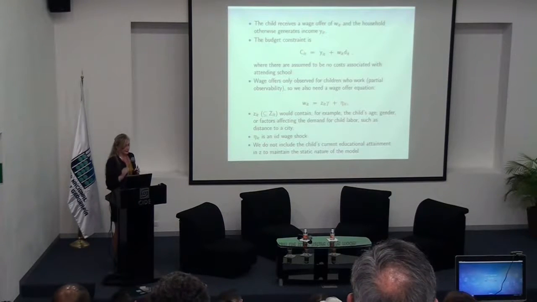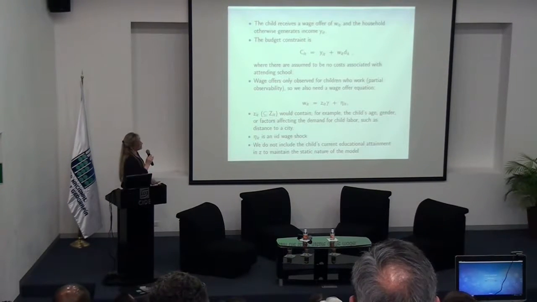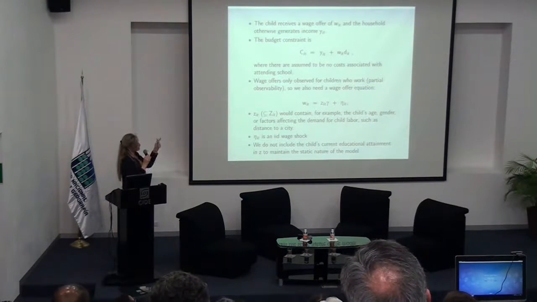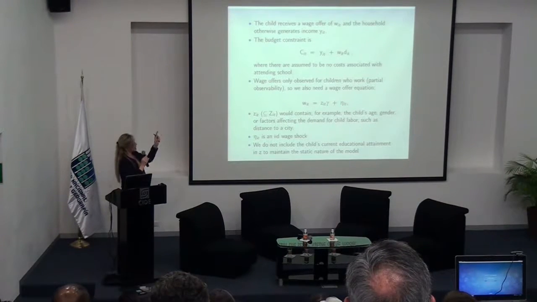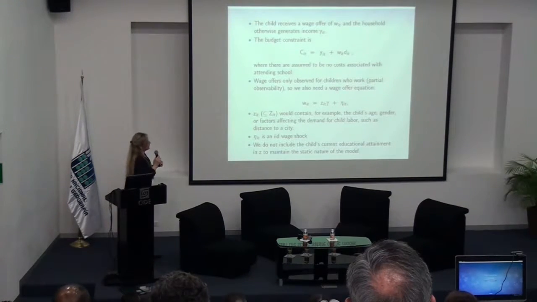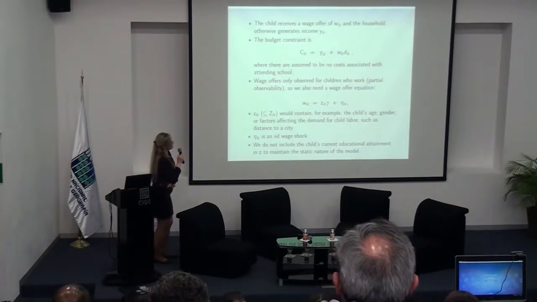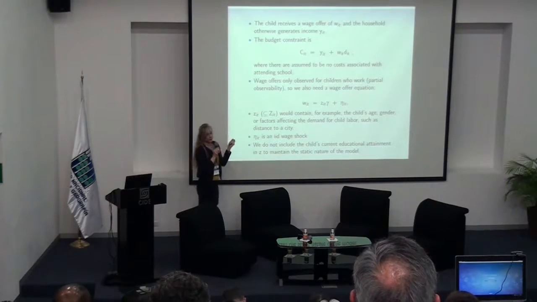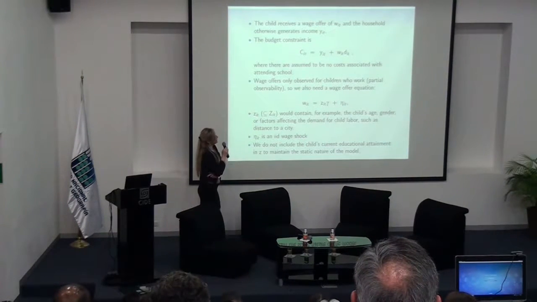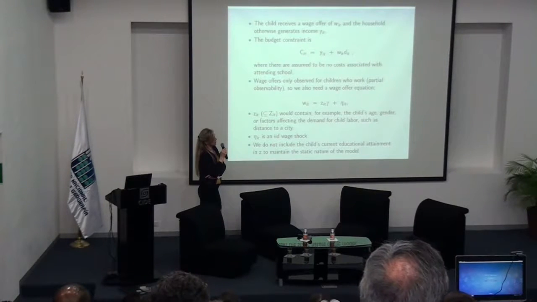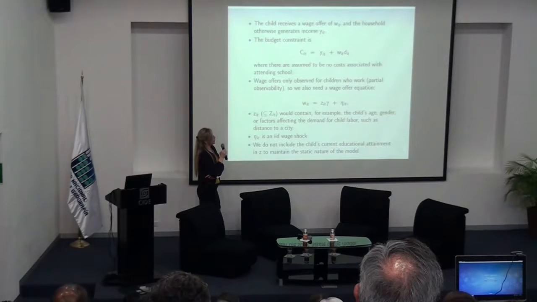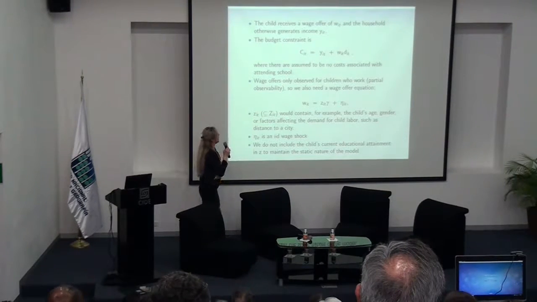Okay, so they're choosing schooling, basically just one choice, but that implies consumption. The consumption the family has is going to equal the family income, which is Y, and then if they send the child to work and not to school, they would also get a wage.